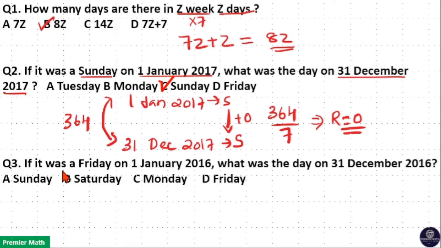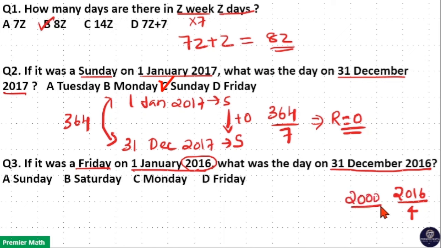Next question is, if it was Friday on 1st January 2016, what was the day on 31st December 2016? Here 2016 is a leap year because for a non-century year to be a leap year, it should be divisible by 4. Now always remember, for a century year to be a leap year, it should be divisible by 400.